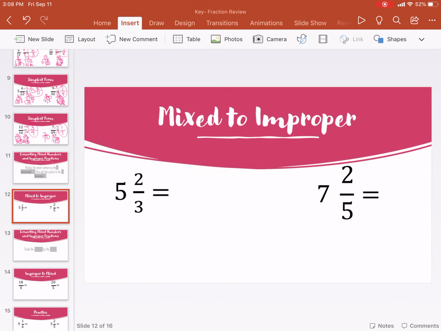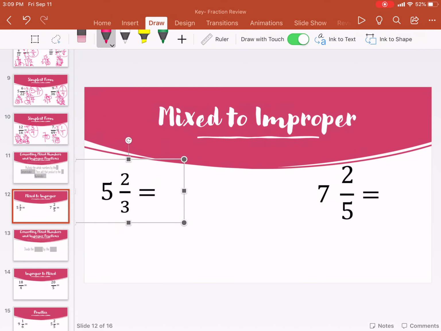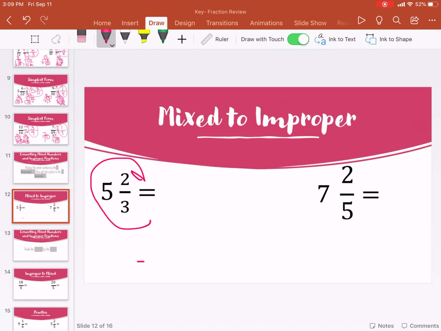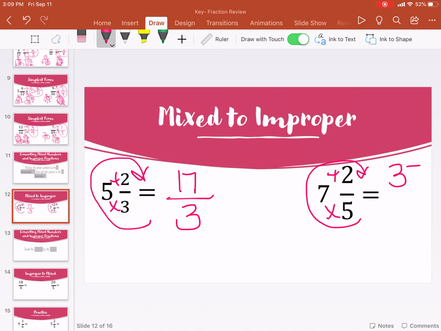Okay. So I always say to cartwheel around. So you multiply and then you add. So it's going to be 5 times 3, which is 15, plus 2 is 17, and the denominator stays the same. So notice 17's on top, 3's on the bottom. Here we go. We're going to cartwheel around, multiply, and then add. 7 times 5 is 35, plus 2 is 37. Denominator stays the same of 5.